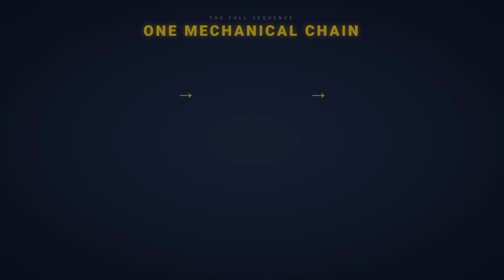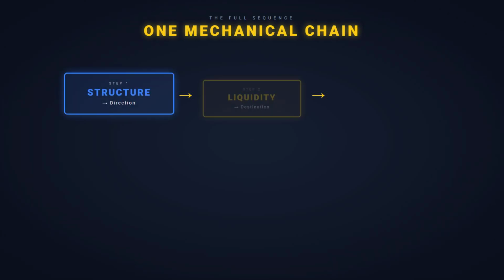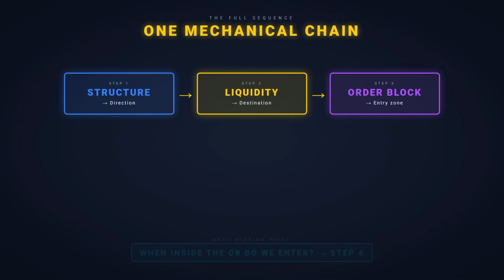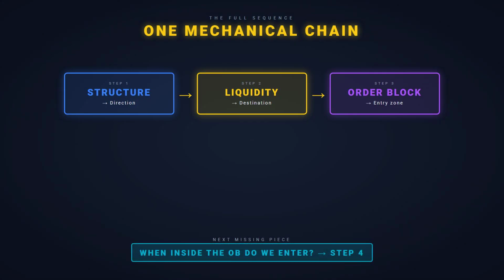Now let's build the full sequence we have so far, because this is where the framework starts to become a complete chain. Higher time frame structure defines your bias. Price sweeps a liquidity pool in the direction opposite to that bias, collecting the orders it needed. Then price returns to the order block that caused the last structural break. At that OB, the remaining institutional order is still present. Price reacts from it and continues in the direction of the HTF bias. Your entry is at the OB, your stop is just beyond it, and your target is the next liquidity pool on the higher time frame. That is the chain. Structure, liquidity, order block. 3 steps, 1 mechanical sequence.